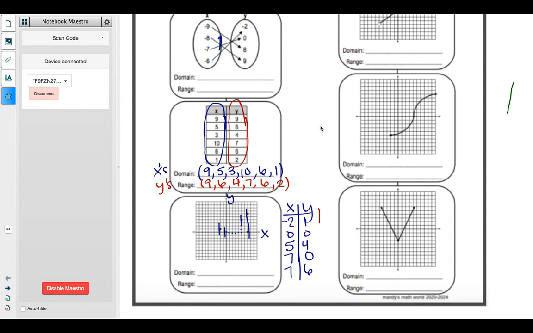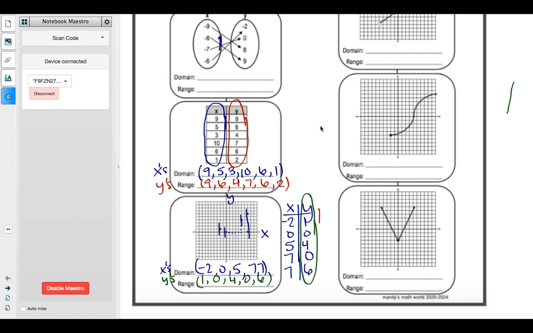Okay, so domain, those are my x's. I've got -2, 0, 5, and then 7. And I don't have to list 7 twice, but you can if you want. Okay. All right. Now, range. I've got right here. Those are my y's. And I've got 1, 0, 4, another 0, and 6.